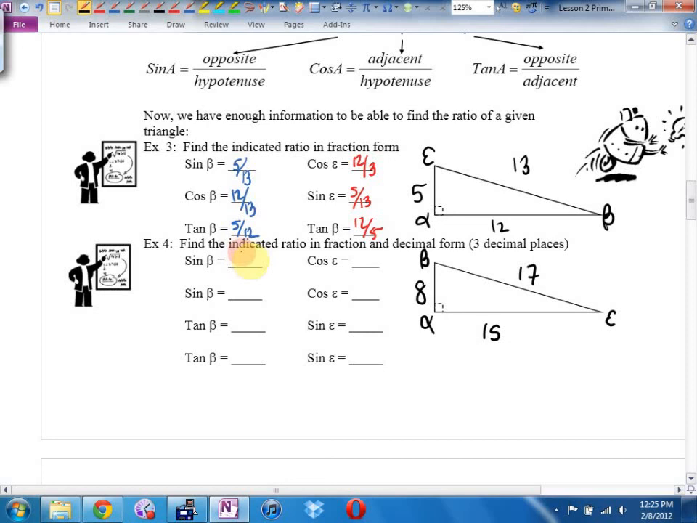You don't need to do tan beta and sine epsilon twice. For some reason, they appeared twice. Don't ask me why.